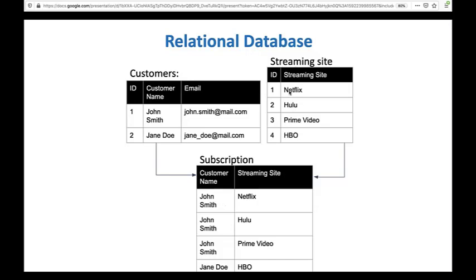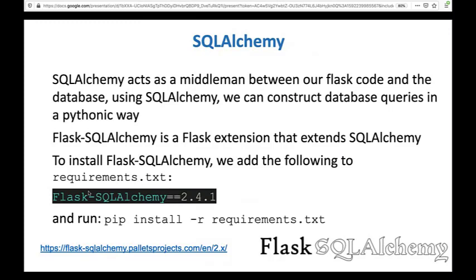Basically, it's a set of tables, and each of these tables could have relationships. For example, a customer can have a subscription to a streaming site. So in this table, you see which streaming site a customer is subscribed to. Okay, all right.